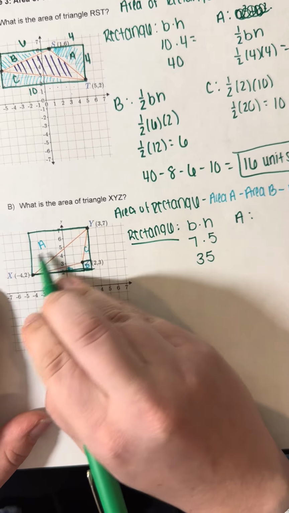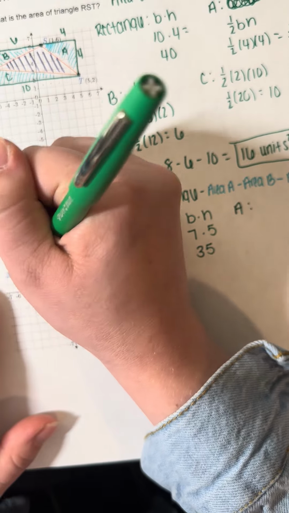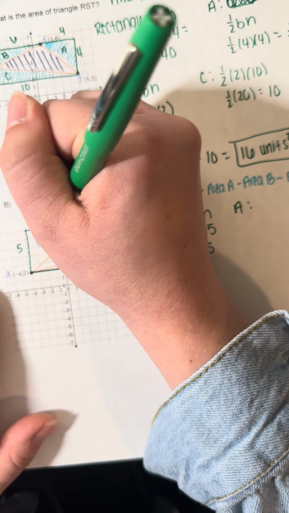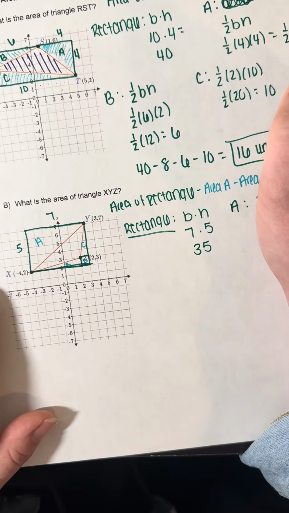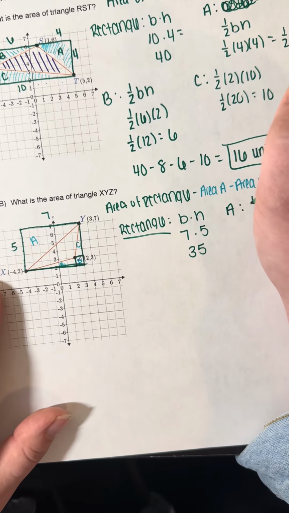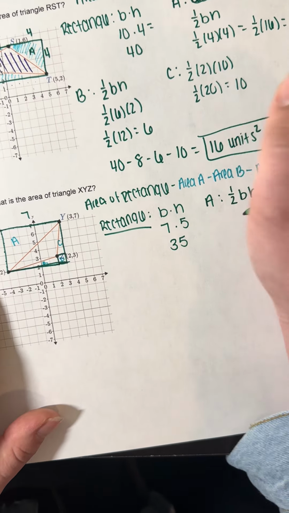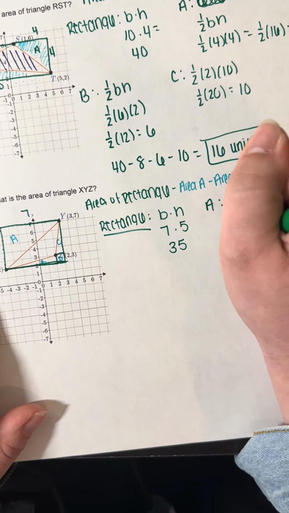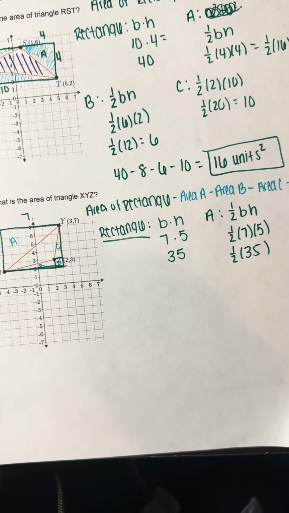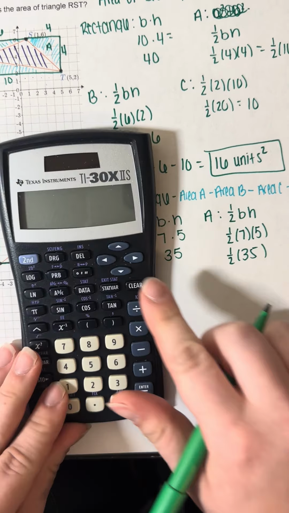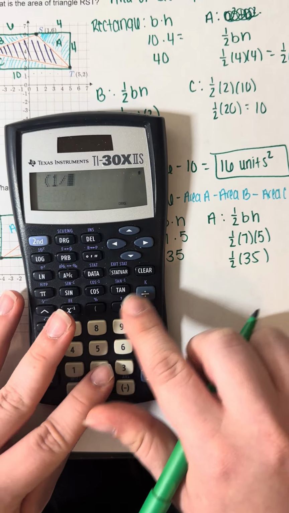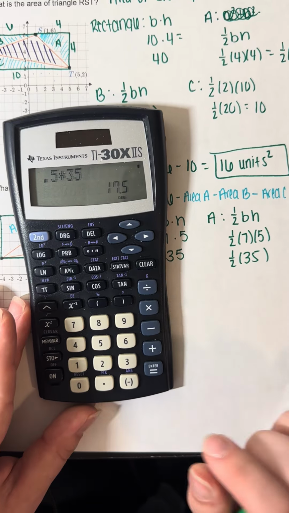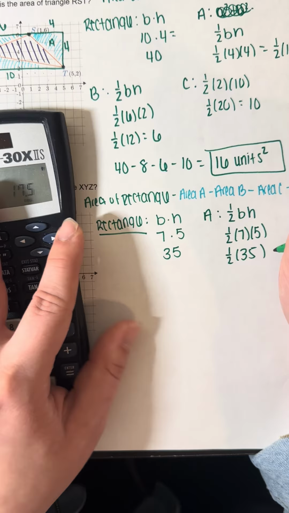Then for my A section over here, again, I'm going to count my side lengths. So I'm going 1, 2, 3, 4, 5 up, and then 1, 2, 3, 4, 5, 6, 7 over. Because it's a triangle now, it's going to be half base times height. So half, my base is 7, height is 5. Half of 7 times 5 is 35. If you want to put half into your calculator, you could do parentheses 1 divided by 2, and that would be half times 35. Or you could just do 0.5 times 35, and you'll get the same answer either way. But it's going to be 17.5.